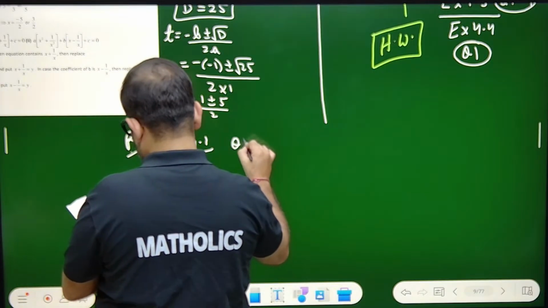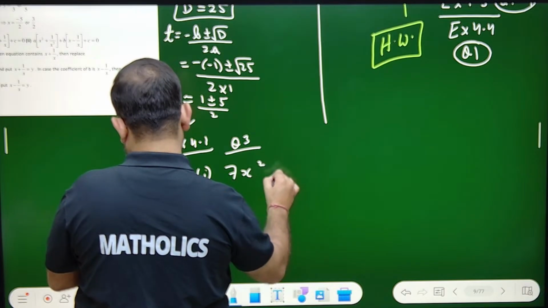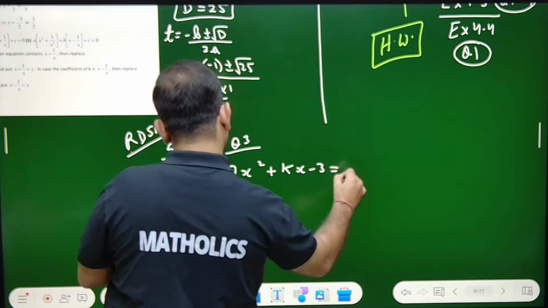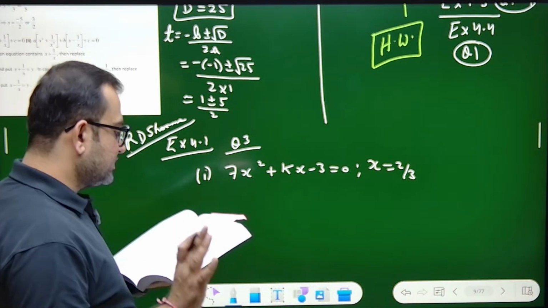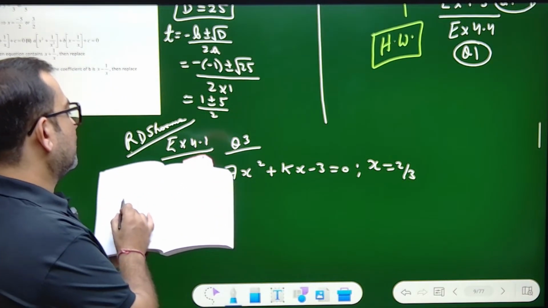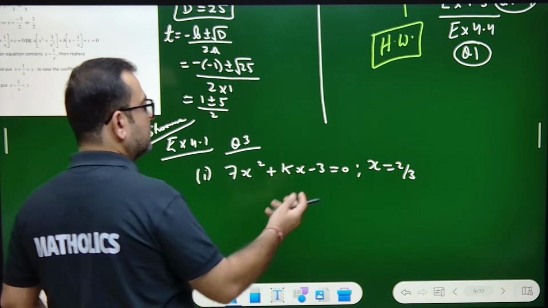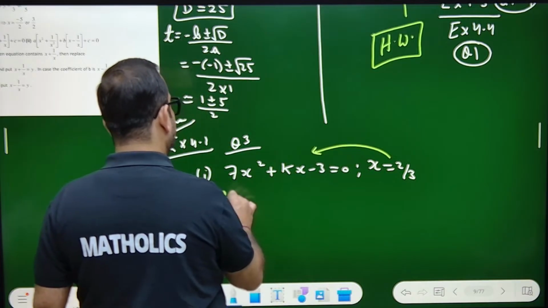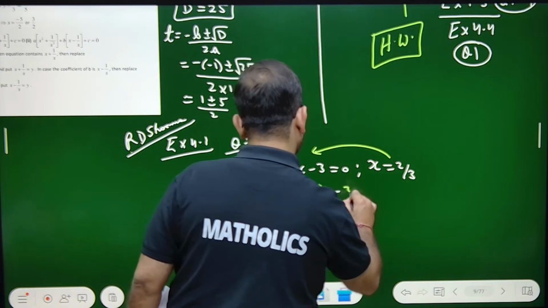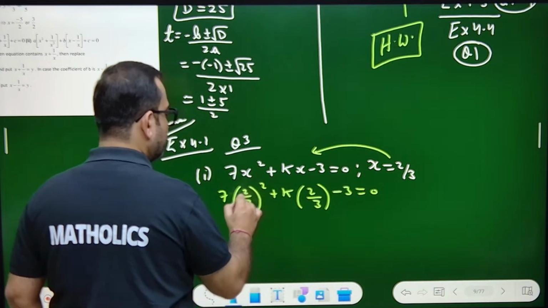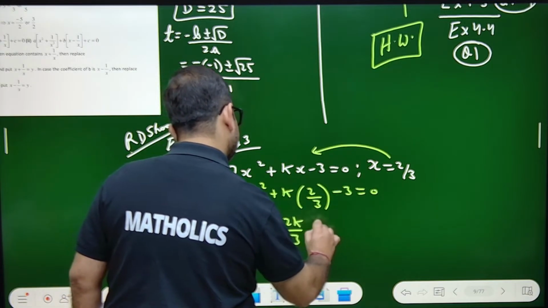Say question number 3, part first. It says 7x square plus kx minus 3 equal to 0, and it's given x equal to 2 by 3 is the root. They are saying x equal to 2 by 3 is a solution. In each of the following, find the value of k for which the given value is a solution of the given equation. So you just have to put the value x equal to 2 by 3 in this. 7 into 2 by 3 whole square plus k into 2 by 3 minus 3 equal to 0. So 7 into the square of 2 by 3 will be 28 by 9, plus 2k by 3 minus 3 equal to 0.